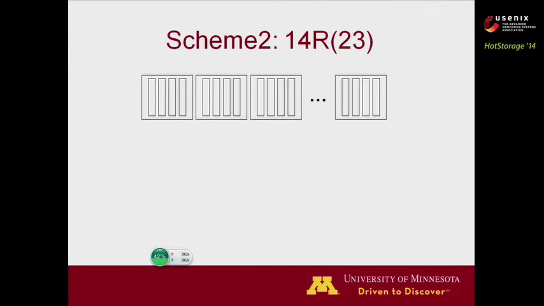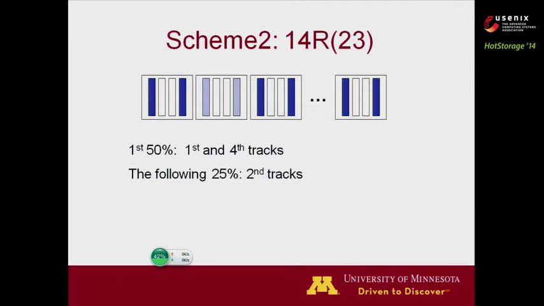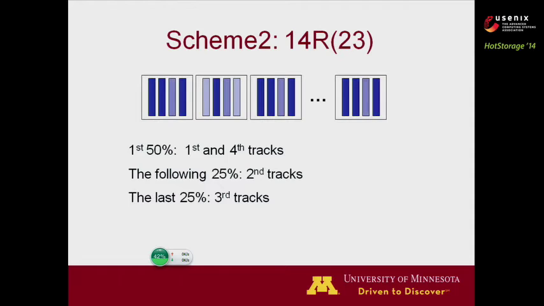We want to use the tracks on both sides first, and then we delay the use of the tracks in the middle. So for the first 50% of the space, we map to the first track and the fourth track in each band. And then for the following 25%, we map to the second tracks in each band, and the same scheme for this one.